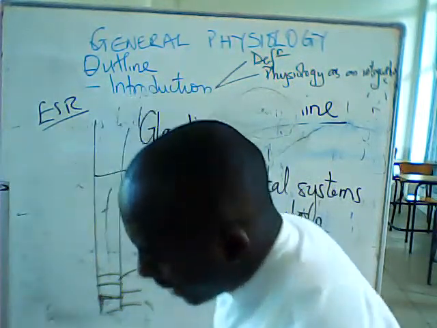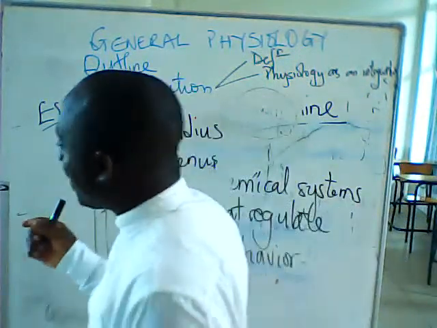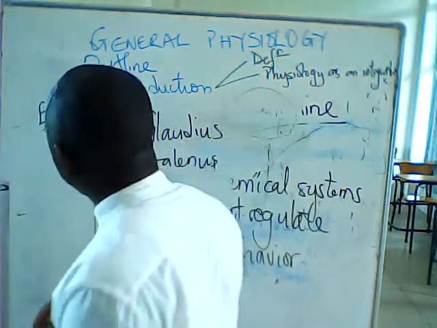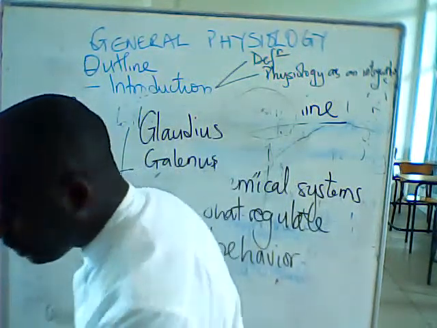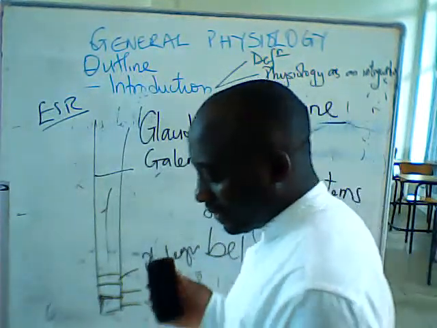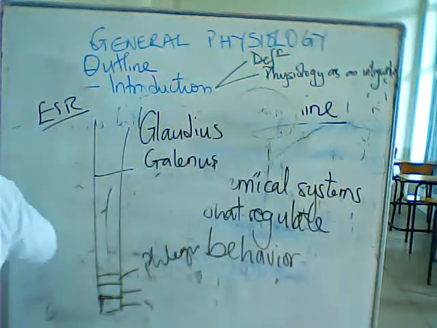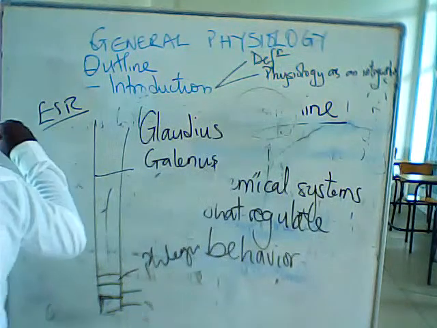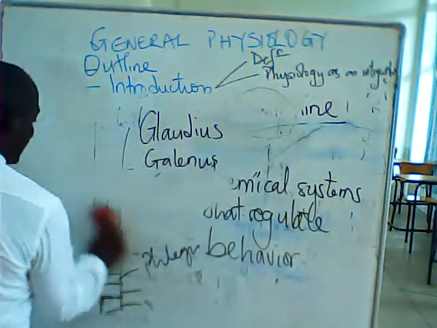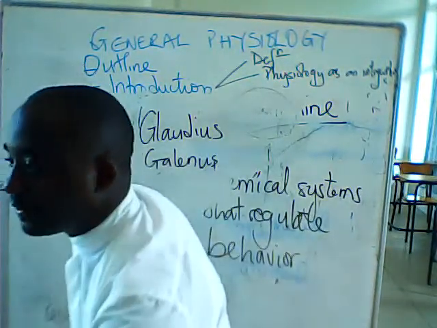Galen modified the Hippocrates theory and was the first to use experimentation to derive information about the systems of the body. He was the first to use experimentation to derive information about the systems of the body, and so he is often referred to as the father of experimental physiology.